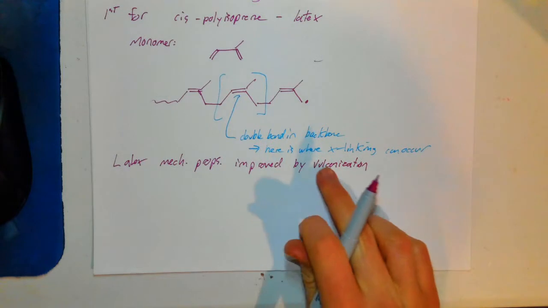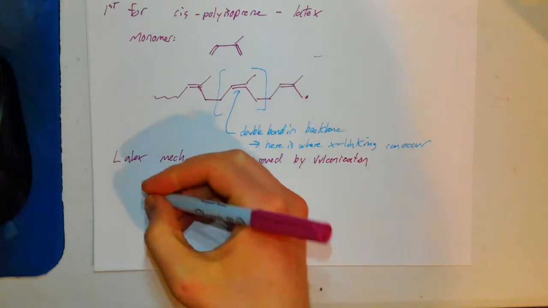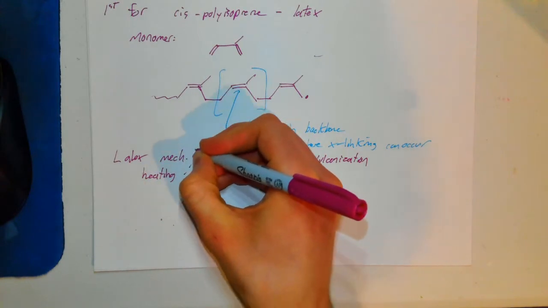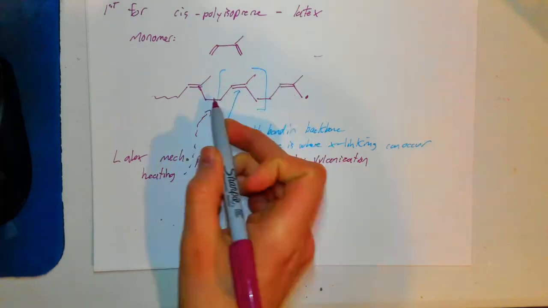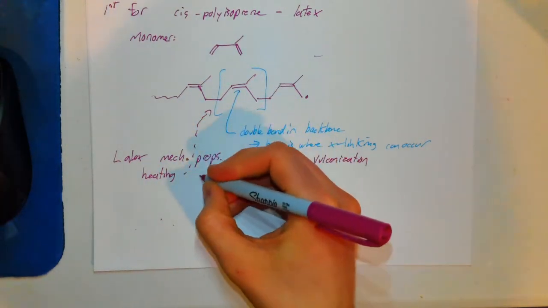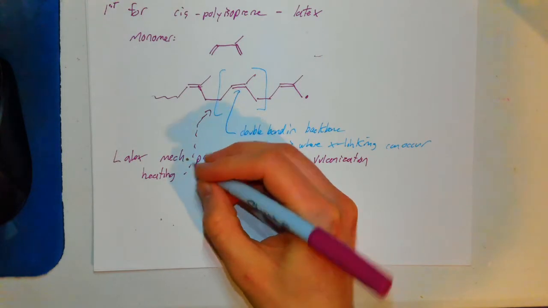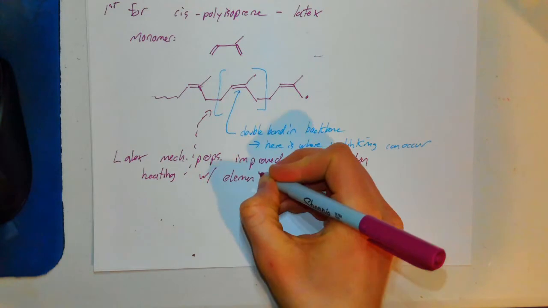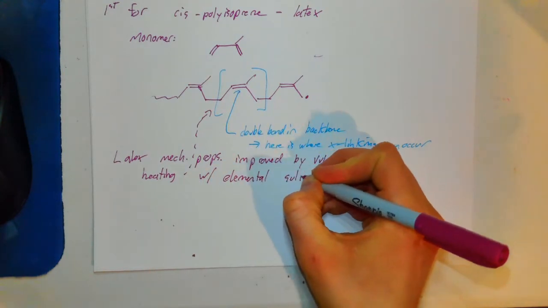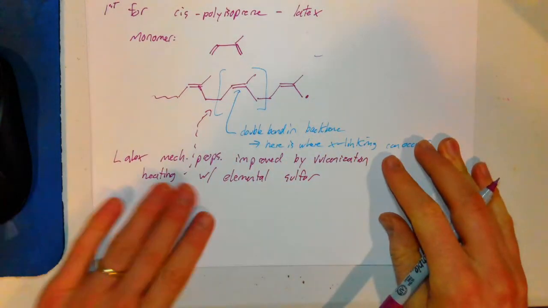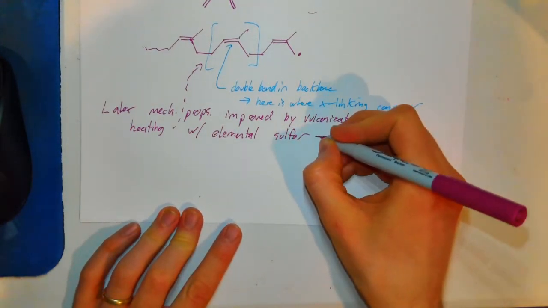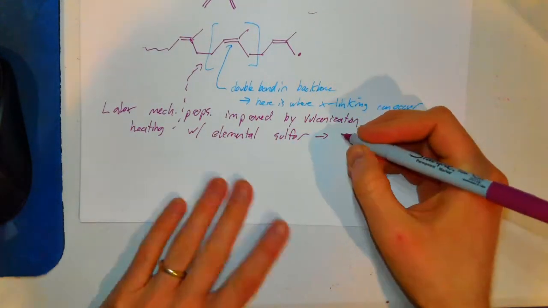But this process of vulcanization is basically heating this polymer. It's already polymerized, but it's basically heating this in the presence of elemental sulfur. What happens when you do that? Basically, the sulfur creates covalent crosslinks.